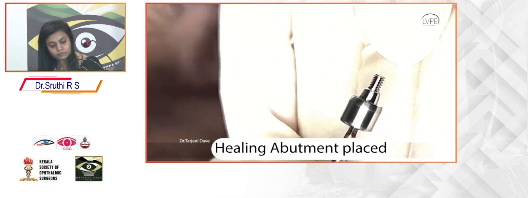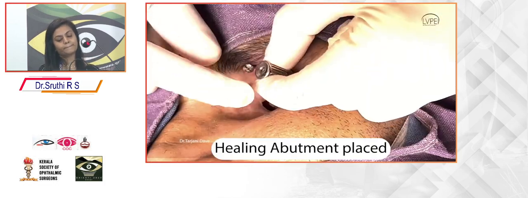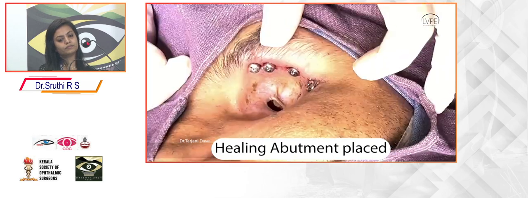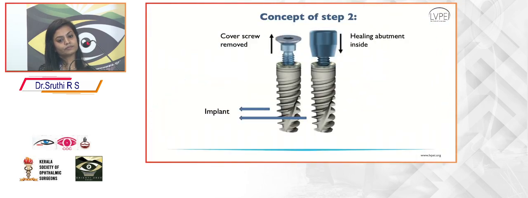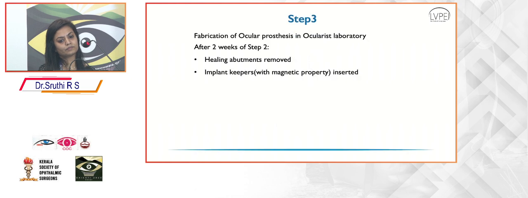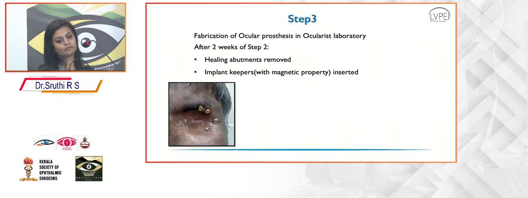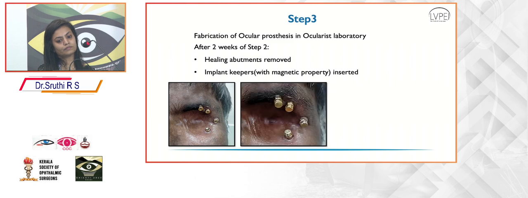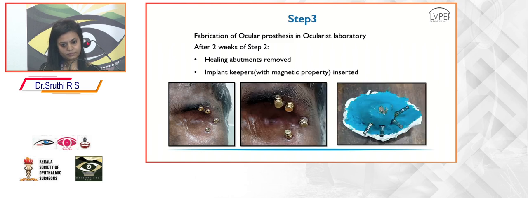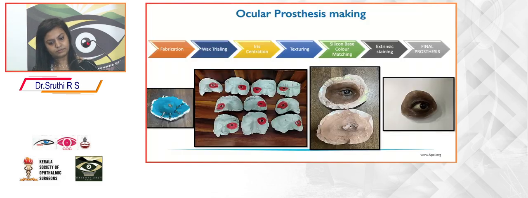So the basic concept behind step 2 is that the cover screw is removed from the implant and healing abutment is placed in order to form a fistula and is exposed to outside. Step 3 is the fabrication of ocular prosthesis in the ocularist laboratory. This happens after 2 weeks of step 2.